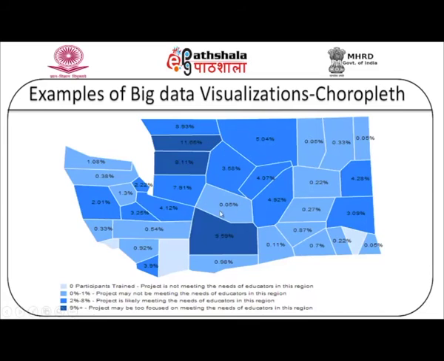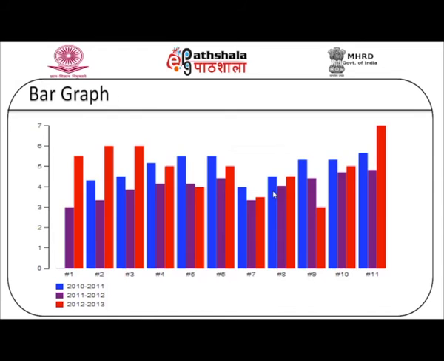Everything is being shown in the form of a color map, represented as a choropleth here. This is another big data visualization, represented in the form of a bar chart, a very simple chart. Here it is possible for us to compare the amount of data from the year 2010 to 11, 2011 to 12, and 12 to 13, which are represented in 3 different colors, and we can compare all the data with respect to years.